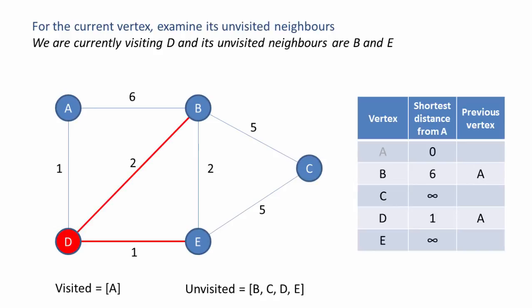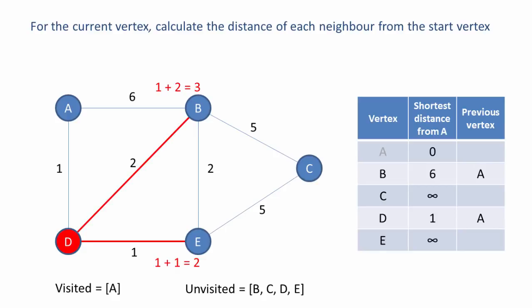For the current vertex, examine its unvisited neighbours. We're currently visiting D, and its unvisited neighbours are B and E. For the current vertex, calculate the distance of each neighbour from the start vertex. The distance of B from A is the 1 which we've already written into the table, the distance from A to D, plus another 2, giving us a total distance of 3. The distance from A to E is the distance from A to D, which we've already calculated and written into the table, 1, plus another 1 from D to E, giving us a total distance of 2.